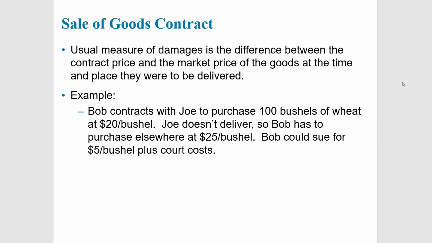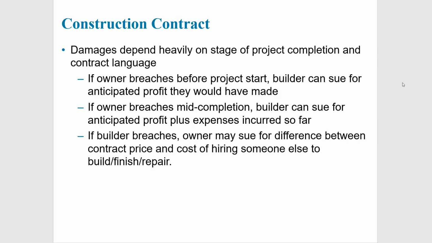For a sale of goods contract, the usual measure of damages is the difference between the contract price and the market price of goods at the time and place they were to be delivered. As an example, Bob contracts with Joe to purchase 100 bushels of wheat at $20 a bushel. Joe doesn't deliver, so Bob has to purchase elsewhere, but at $25 a bushel, a higher price. Bob could sue for the difference of $5 a bushel plus court costs.